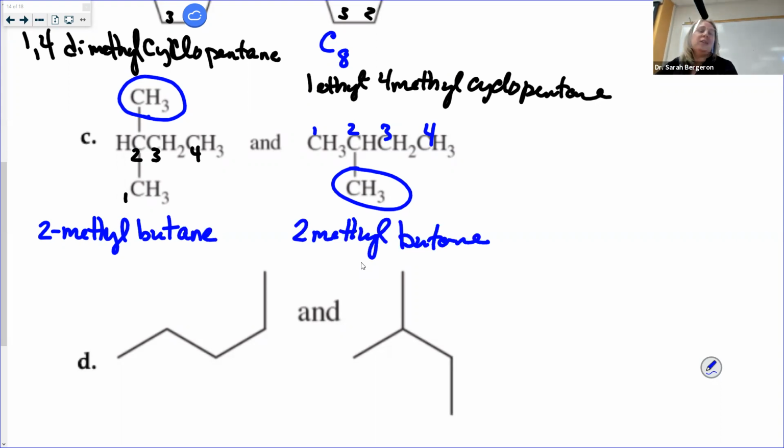Okay, so what do I call this? Structural isomer, conformational isomer, not related? Conformational.